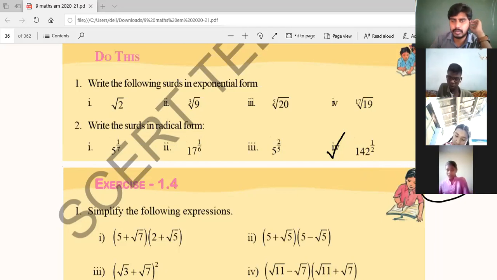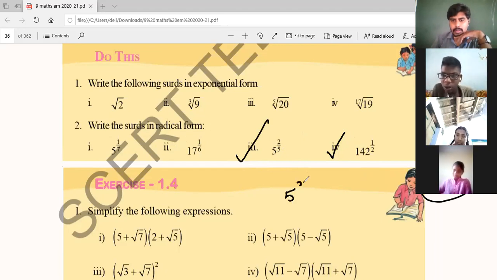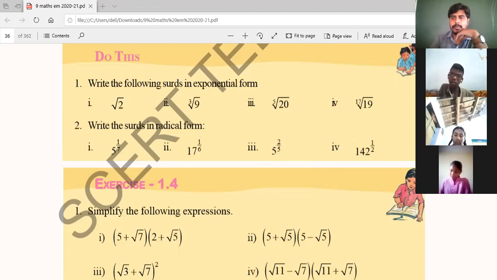And coming to this third one, it looks like something different, right? This we can write as 5 power 2 into 1 by 5. The third one is 5 power 2 by 5, so 5 power 1 by 5 whole power 2. This we can write as 5th root 5 whole square.